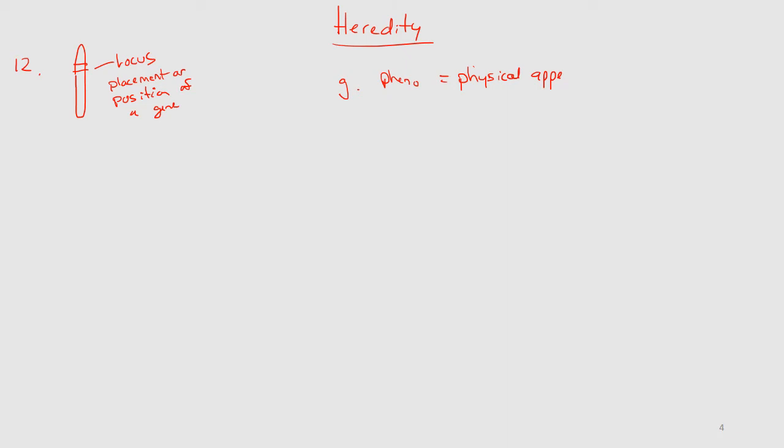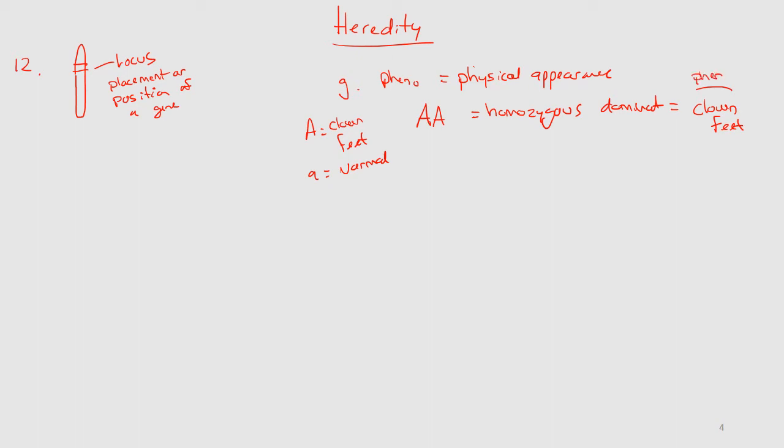So it's the physical appearance of the organism. If you have big A, that tells you it is going to be homozygous dominant, right? What's it going to appear as? If we say big A is going to be like, let's say, clown feet, and little a is normal feet, then this person here would have clown feet. So this would be the phenotype.